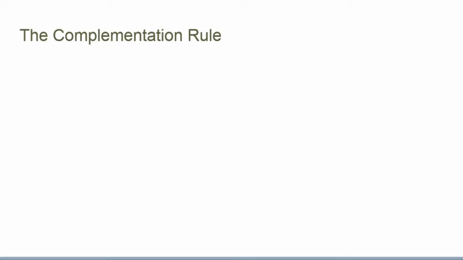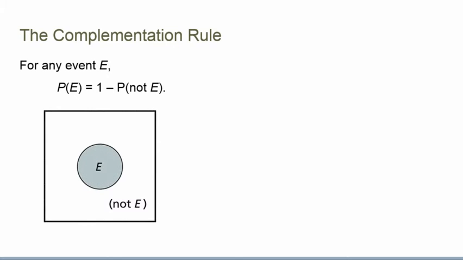The complementation rule. For any event E, the probability of E equals 1 minus the probability of not E. Pictorially, we have the box for our universe, our circle E, and then outside of E is your not E.